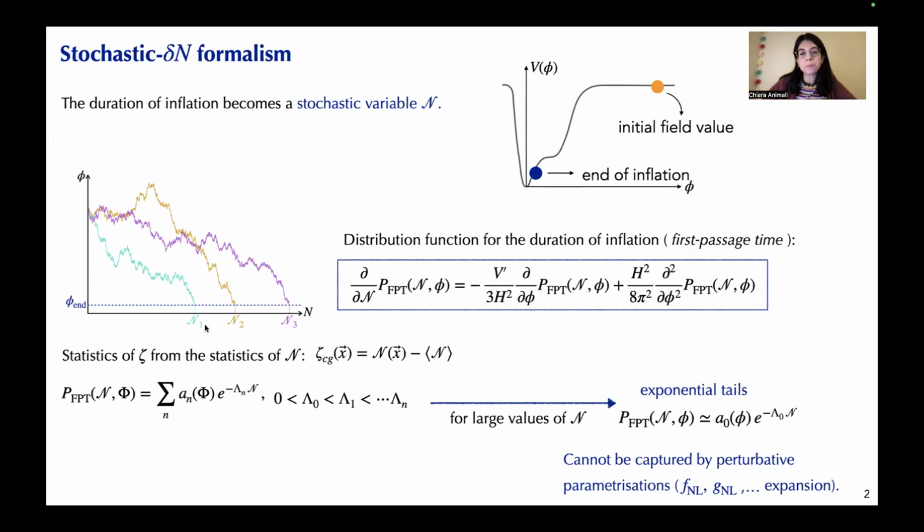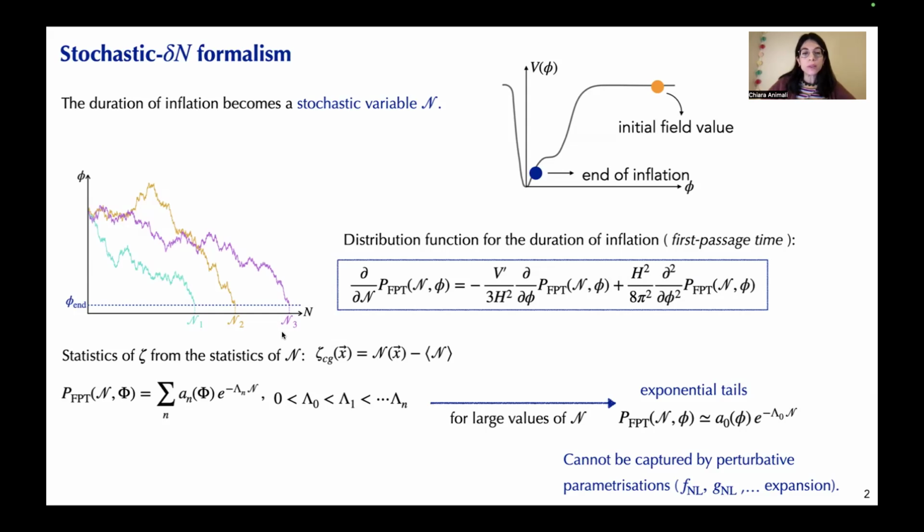This stochastic duration has its own probability distribution function that is called the first passage time distribution, because we are interested in the first time the end of inflation is reached, and it can be obtained by solving the adjoint Fokker-Planck equation associated to the Langevin equation. And finally, once we have solved for this stochastic duration of inflation, then, thanks to the delta N formalism, we can infer the statistics of the coarse-grained curvature perturbation zeta, and this is a fully non-perturbative result.